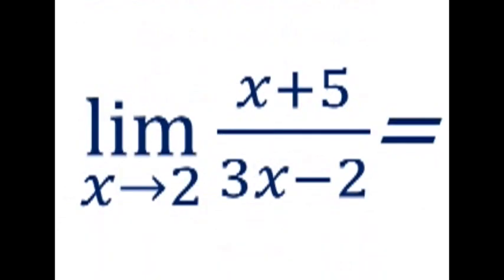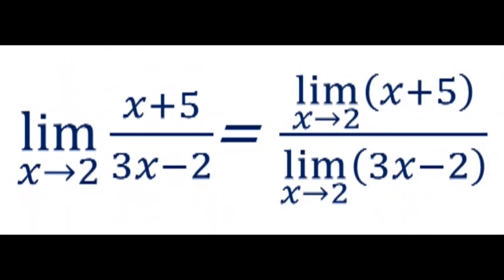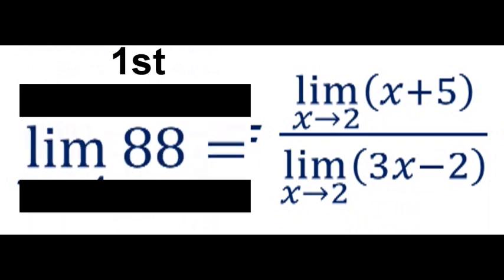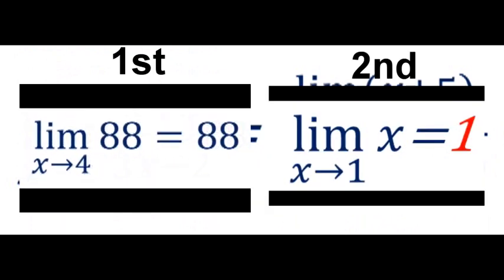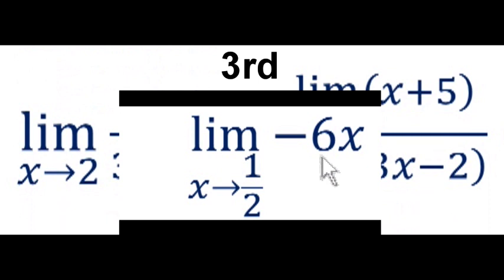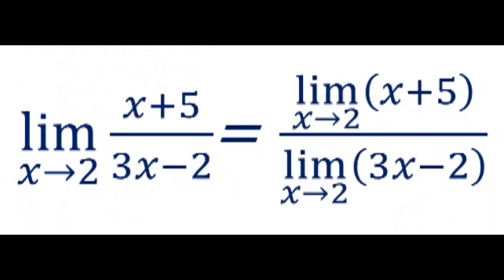The third example, limit of x plus 5 all over 3x minus 2 as x approaches 2. So we have to separate the numerator and denominator. So limit of x plus 5 as x approaches 2 in the numerator, over the denominator, the limit of 3x minus 2 as x approaches 2. Okay, take note that there are some previous theorems being used. So we do a lot of techniques in here so we can provide the answer.